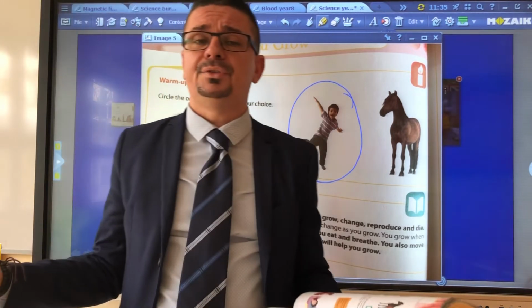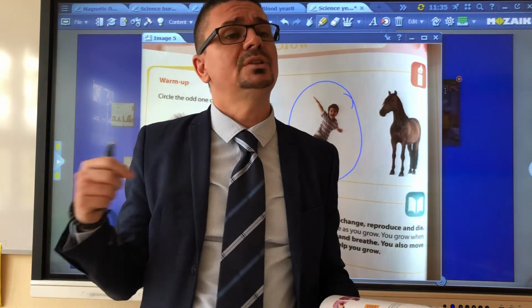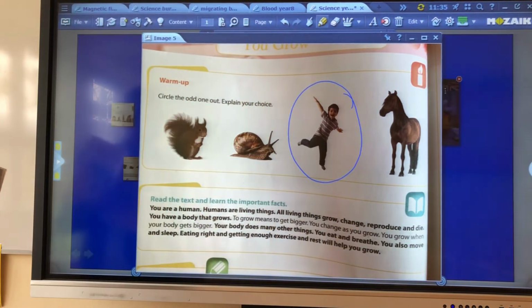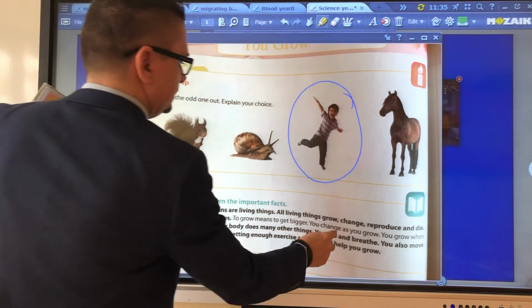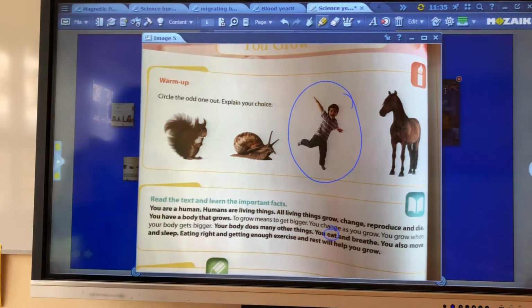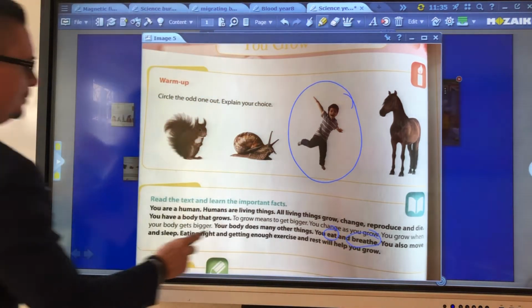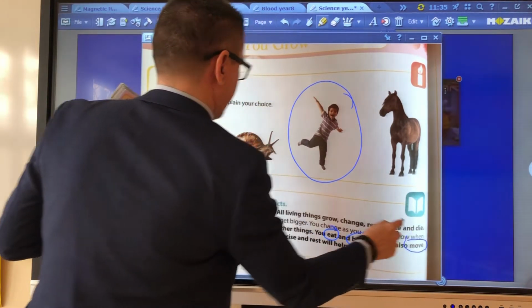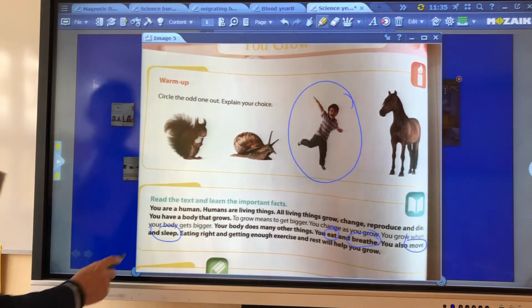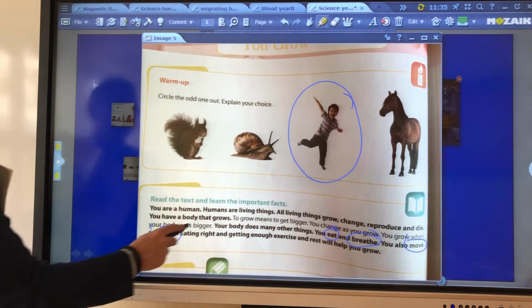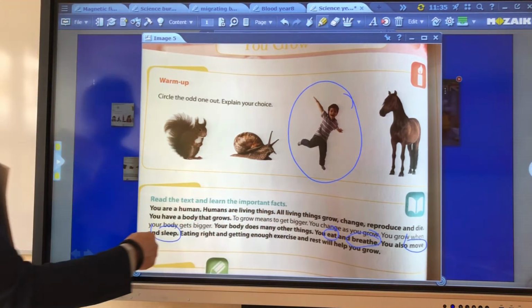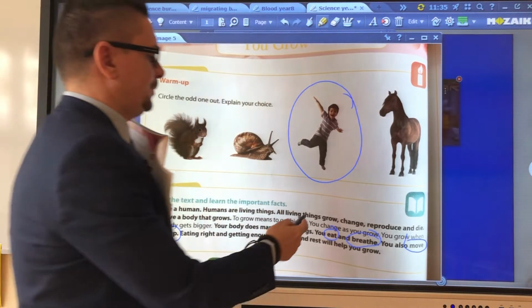So what are the things which we do on a daily basis? I think we eat, so I can circle that. We also breathe. We also move and sleep. But look, beyond these, there's something else.